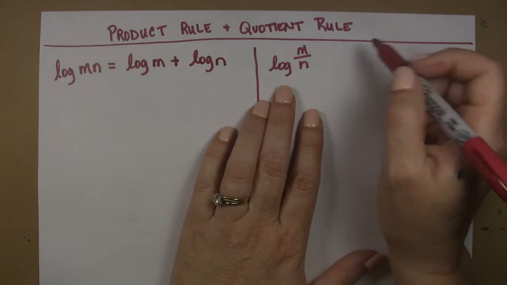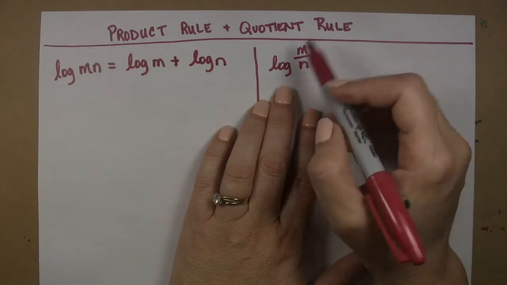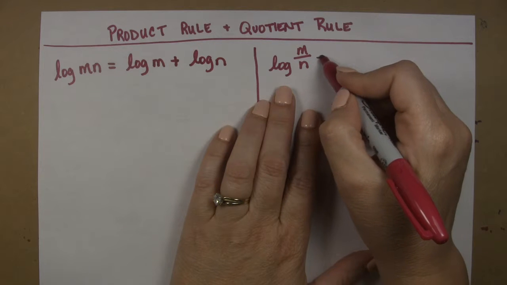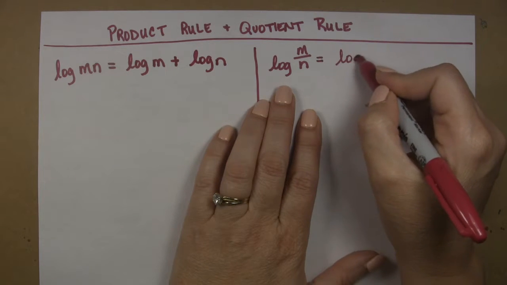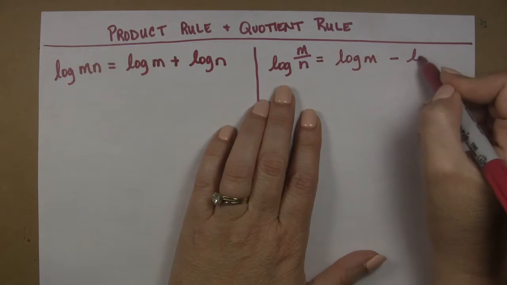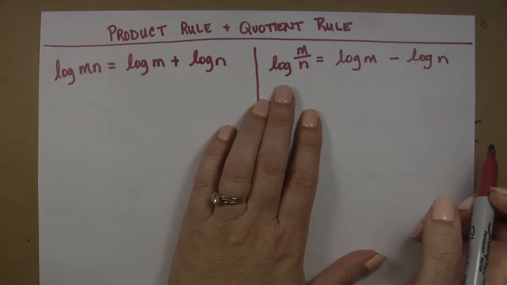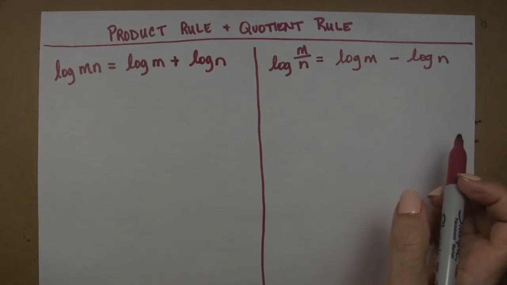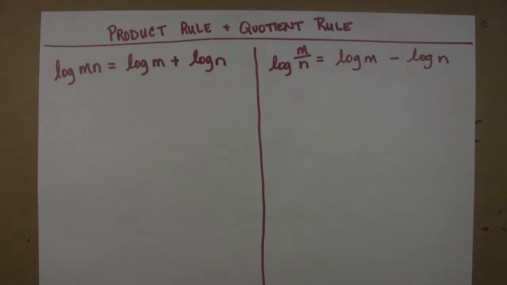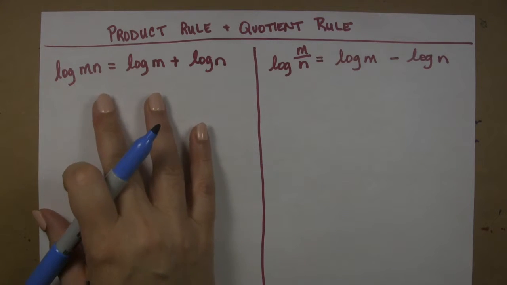Likewise, in the quotient rule, which implies division, the log of m divided by n is going to equal the log of m minus the log of n. So that seems fairly straightforward, but I think we should do a few examples so that you feel completely comfortable with it. Let's focus over here on products first.